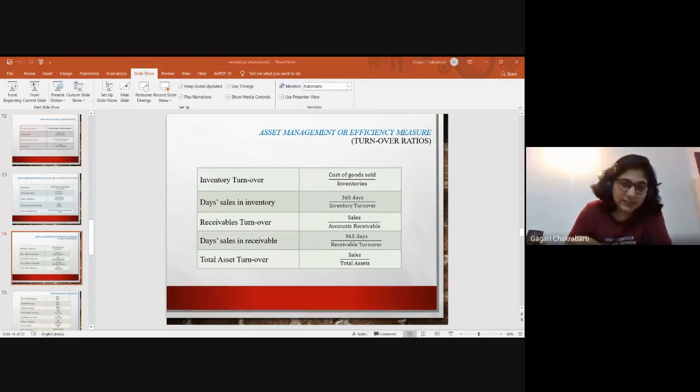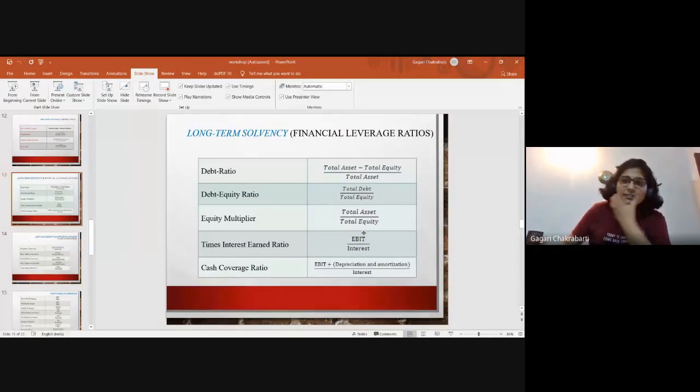Okay, Shomik is raising a question, so let's try to answer it. Equity multiplier is total asset by total equity. In the context of the debt ratio or debt equity ratio, we are talking in terms of total debt, total asset and total equity. But in the context of equity multiplier, we are talking in terms of the equity, not in terms of the debt. So total asset per unit of total equity. In one way, it measures the efficiency of the equity, right? So equity holders are more interested in the equity multiplier.